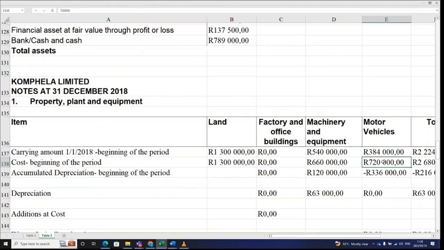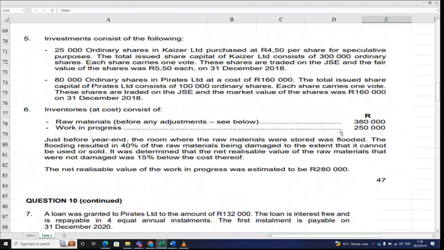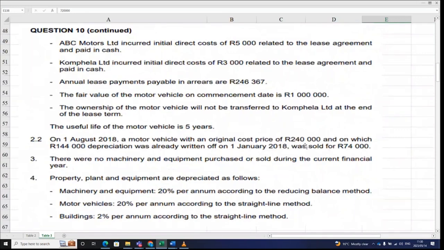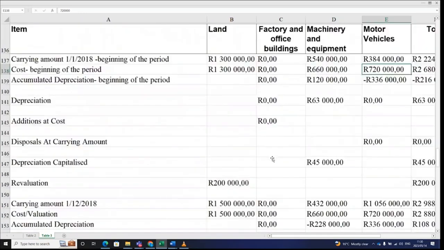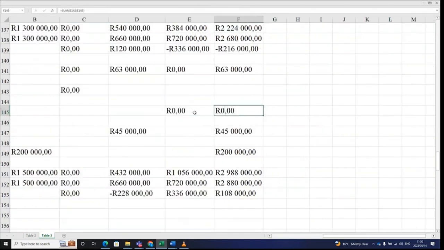Okay. So then there was an asset that was sold, right? There was a vehicle that was sold with the original cost price of 240,000, and on which 144,000 depreciation was already written off as at 1 January 2018. Okay. So they have not accounted for the depreciation of this asset that was sold. So we need to get to the carrying amount of the asset being sold, right? So again, it's like over here, the carrying amount of the asset being sold is what we need to work out here in the note. Okay. So how do we work that out?